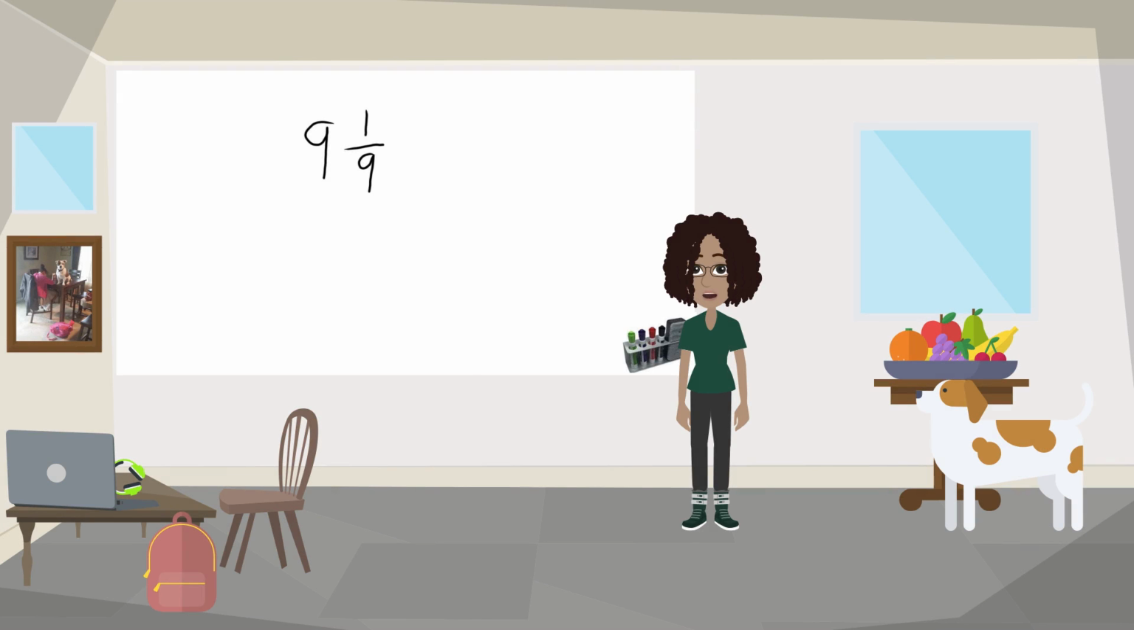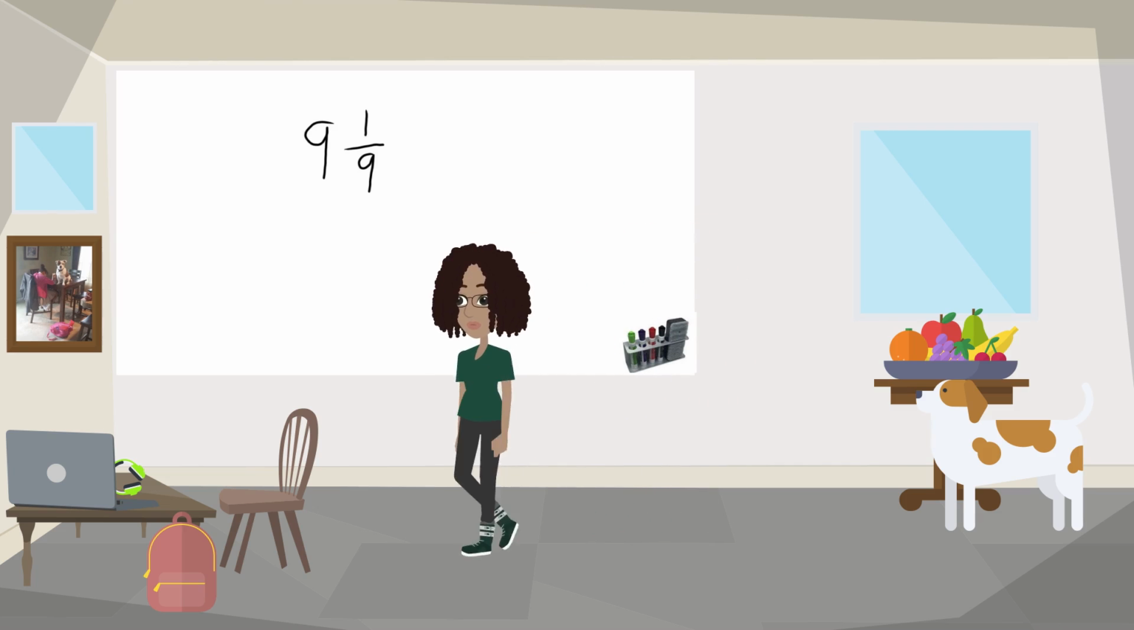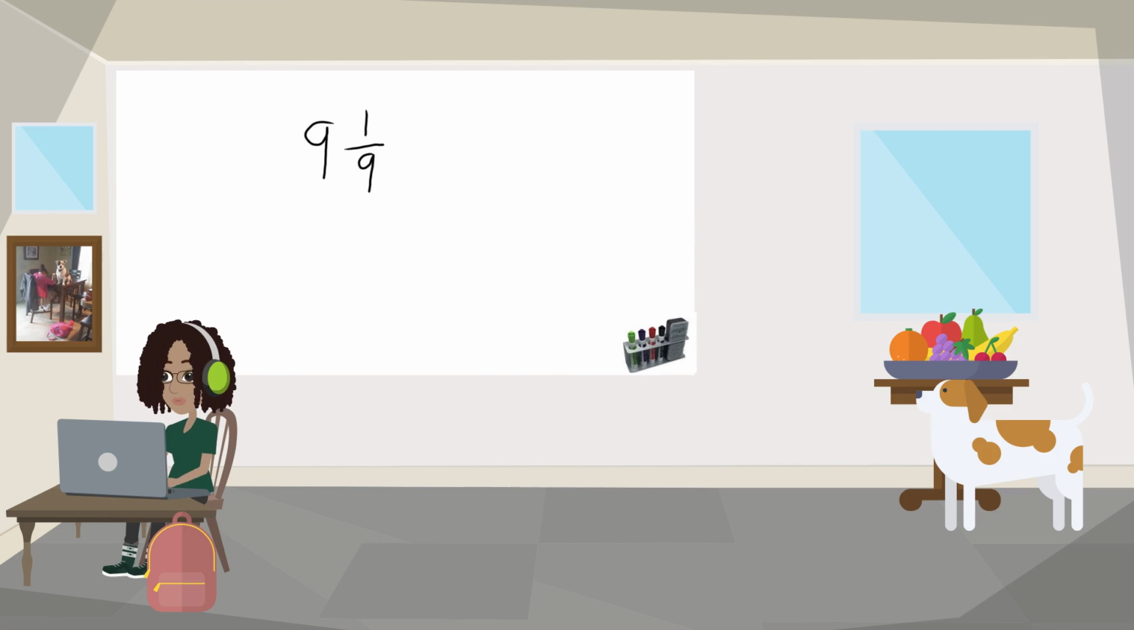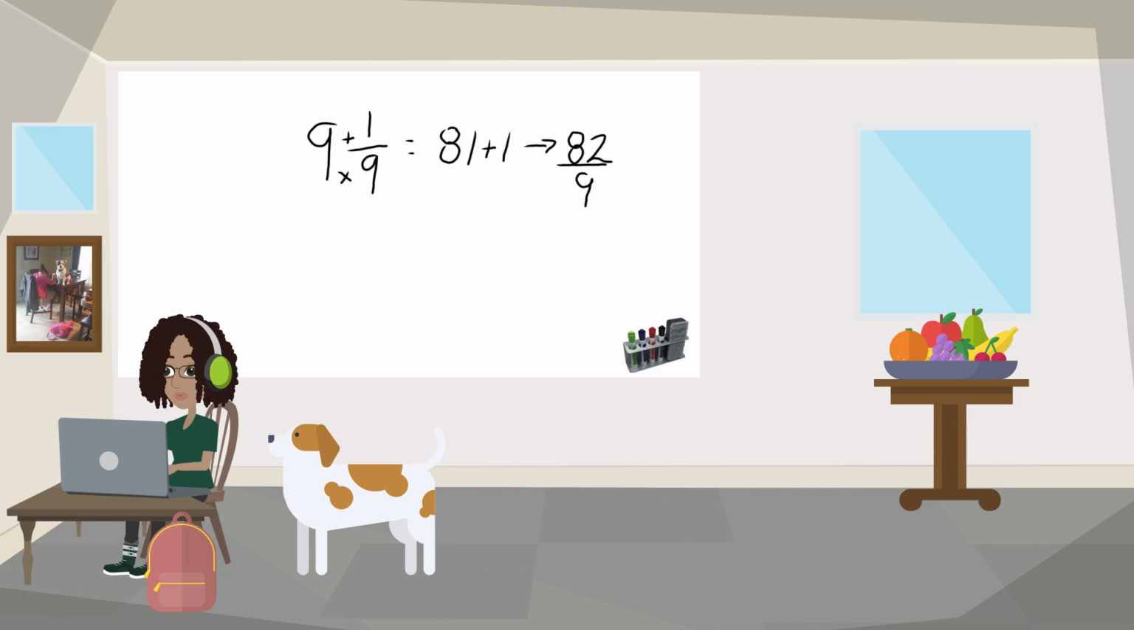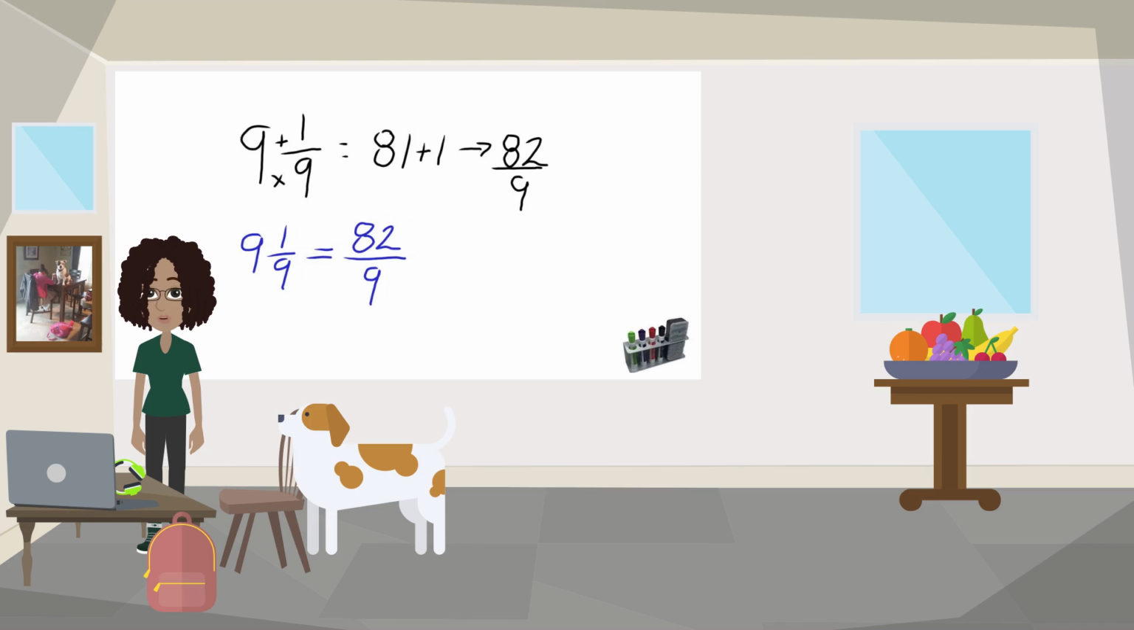Let's convert 9 1/9 to an improper fraction. You know what to do. Pause this video if you need more time to convert 9 1/9 to an improper fraction. Nine 1/9 is equal to 82/9.